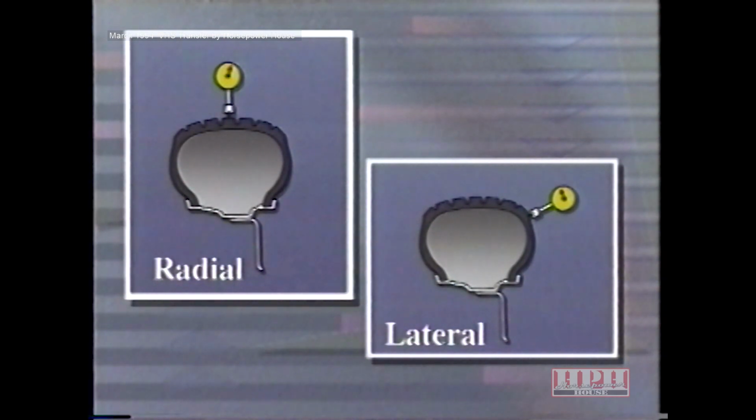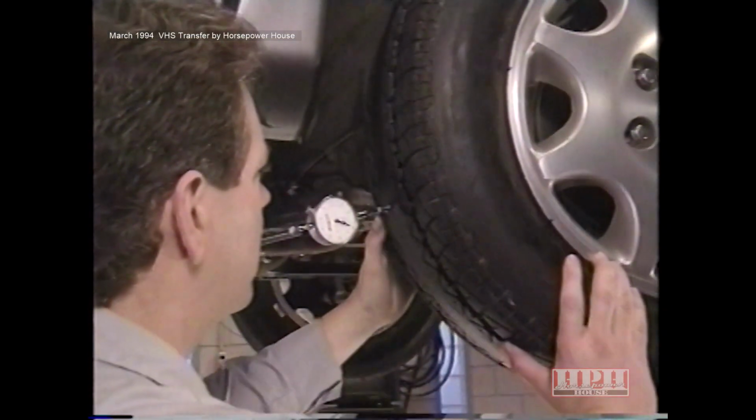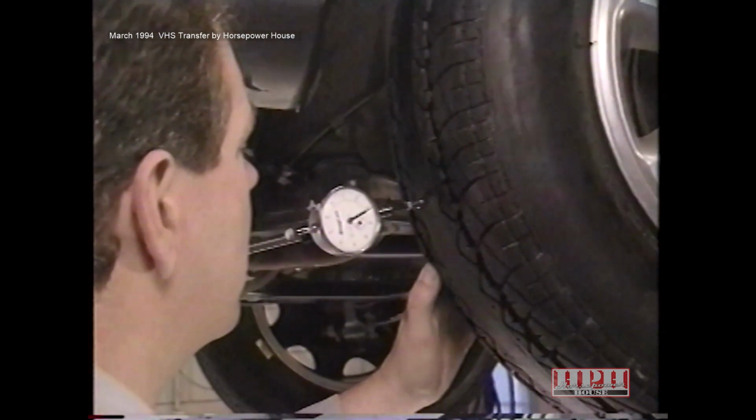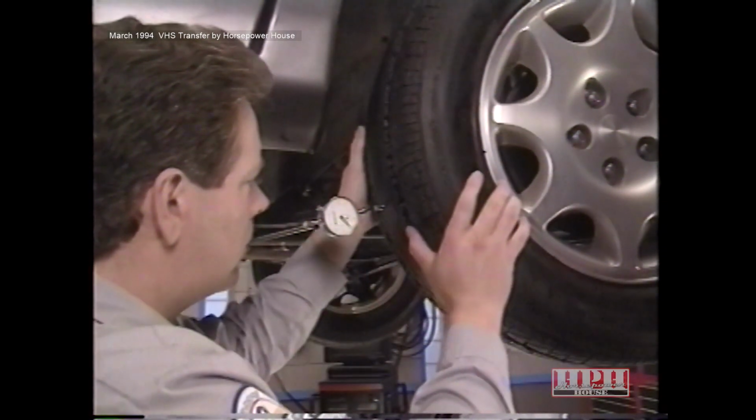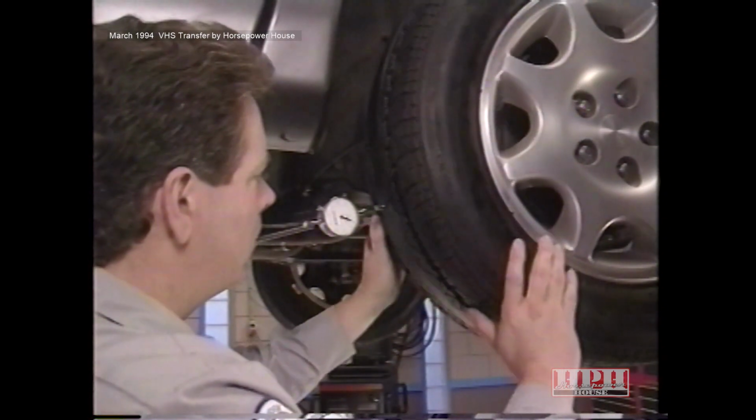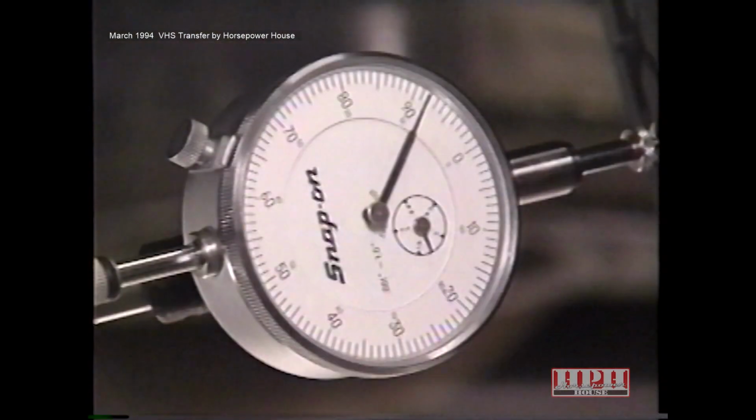Before we measure radial runout, however, we'll tape the tread to ensure a smooth surface. We slowly rotate the assembly one complete revolution and zero the dial indicator on the low spot. Then, after rotating the assembly one more complete revolution, we note the total amount of runout indicated. In this case, radial runout is excessive.